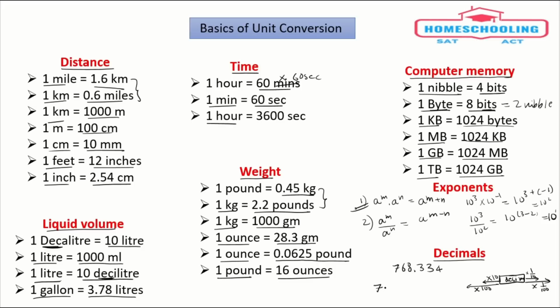So we can say that that is 7.68334, because we have moved this decimal 2 points on the left side, so we'll multiply by 10 into 10, that is 100. And if we do this, 768.34, because we have moved the decimal 1 point on the right side, it would be divided by 10. So this is the concept. We have already covered this concept in the decimals and percentage chapter. So now let's move on to the questions.